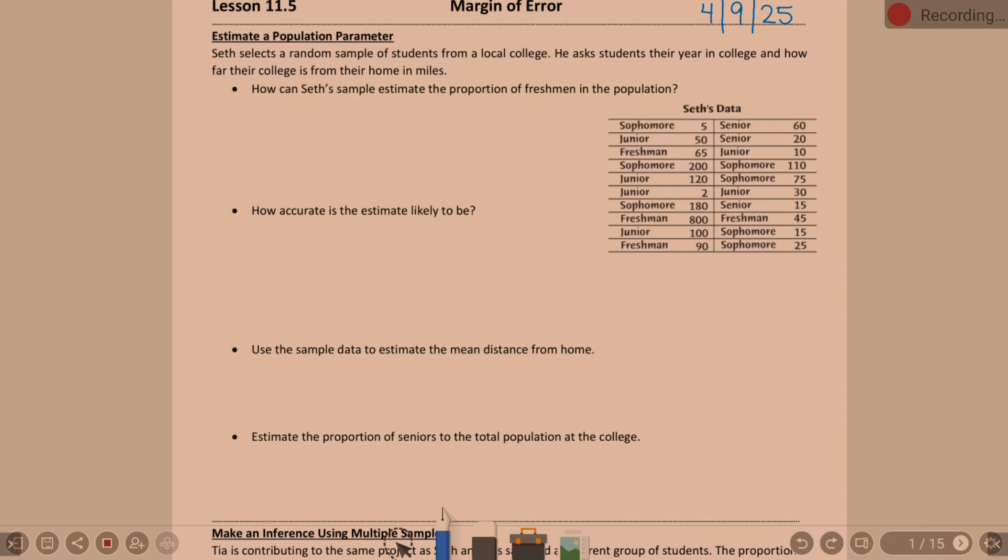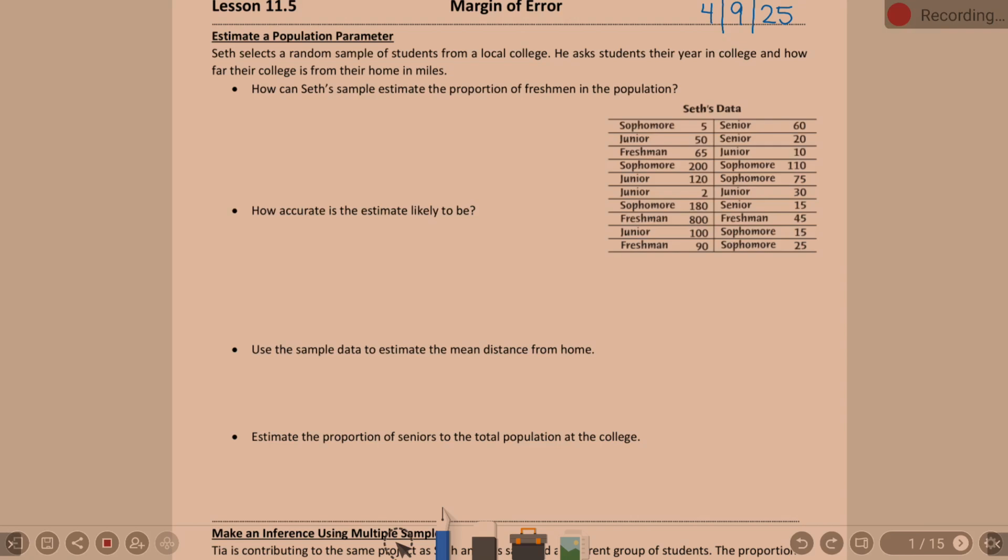Before we get there, we're going to talk a little bit about populations and samples again, and look at this example that I think starts off with Seth. Eventually we add Tia later on. So we're going to talk about estimating a population parameter here. Seth selects a random sample of students from a local college. He asks students their year in college and how far their college is from their home in miles. So we're looking at Seth's data chart here.